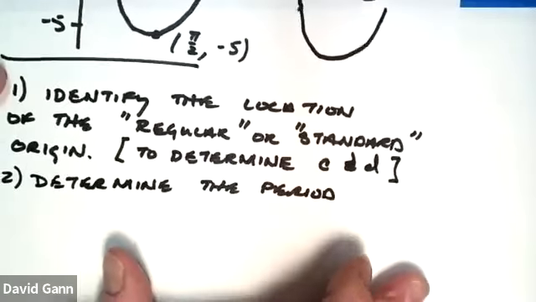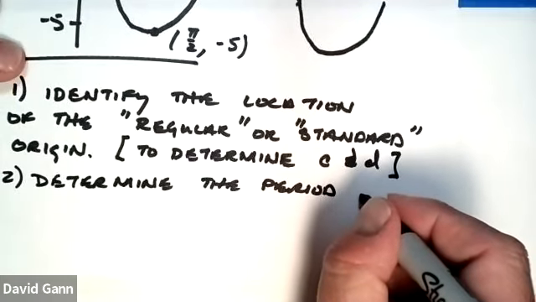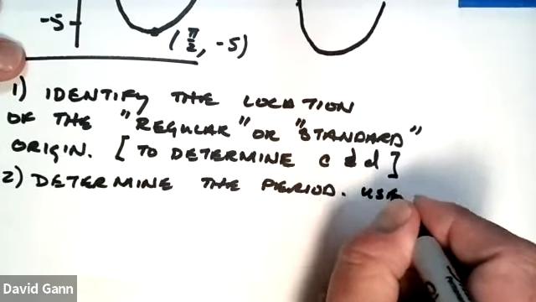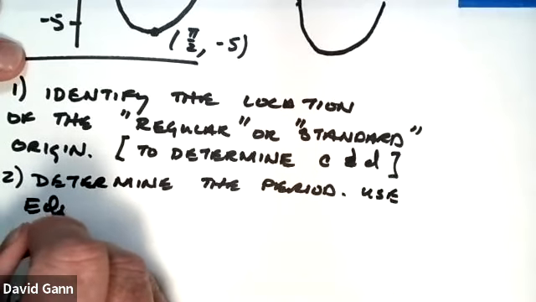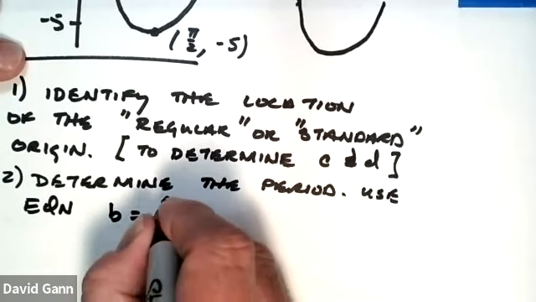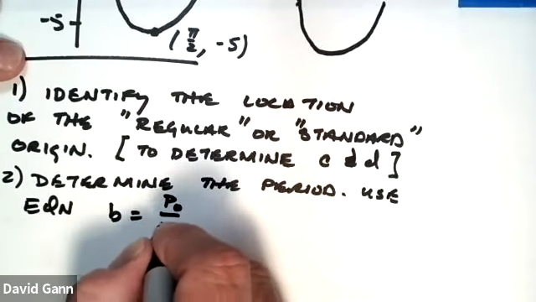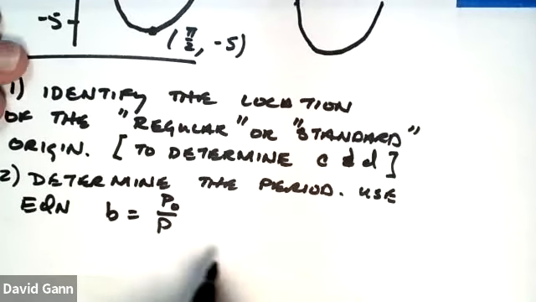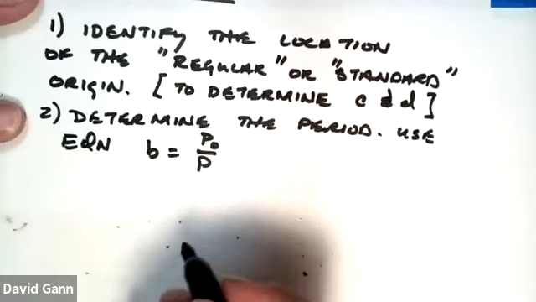Again, this is just by looking at the graph, and we'll use the equation. Remember that equation to find B, if you had the period, was B equals T naught over P. So from the graph, you determine what the period is, and you divide that into the normal period for the function in question. Note that for both sine and cosine, it's 2 pi. It turns out that it's different for some of the other trig functions.